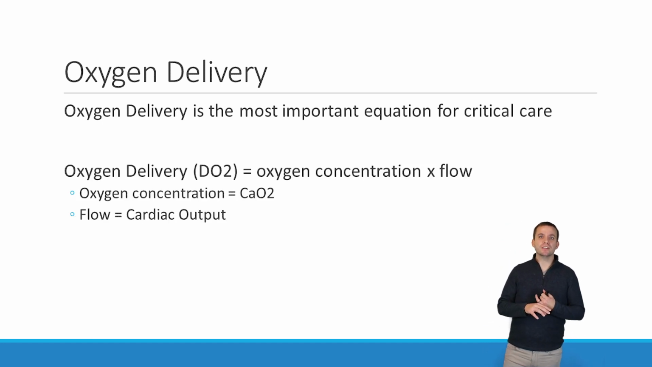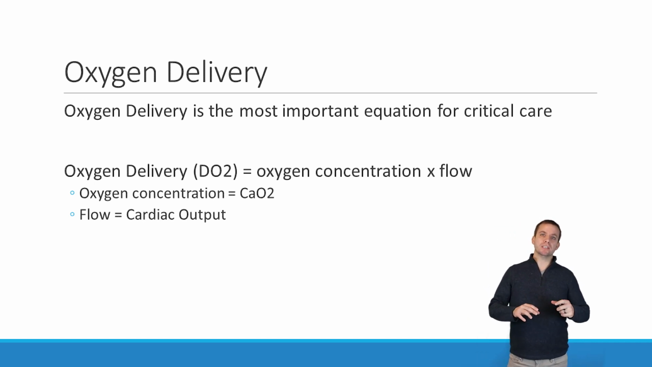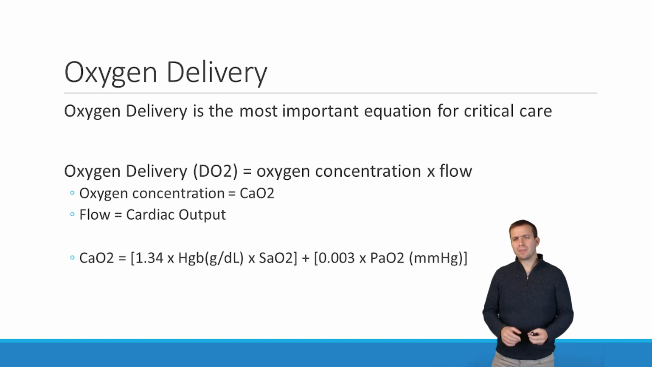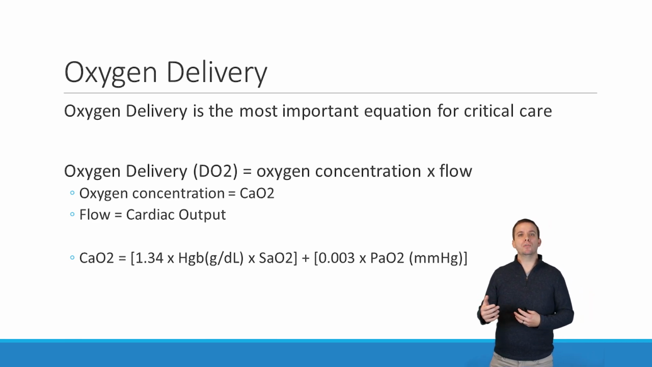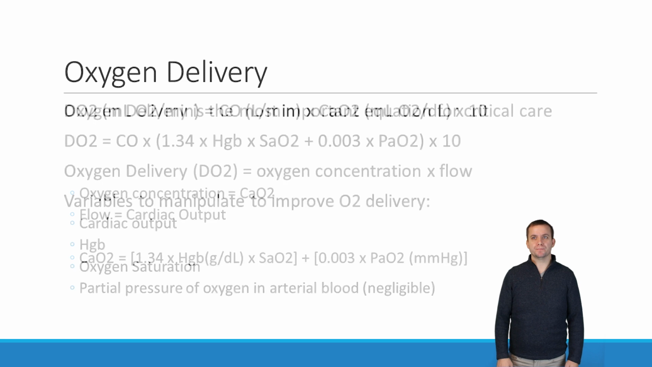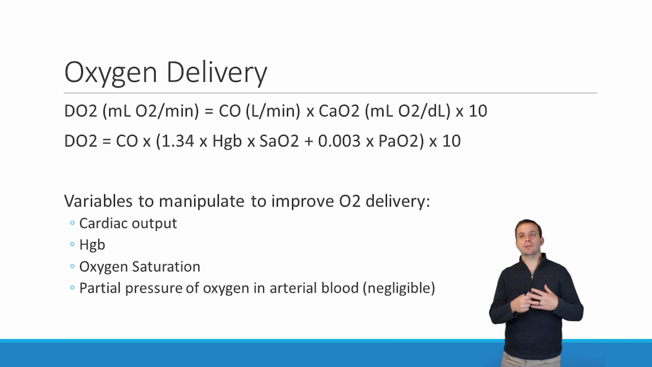The formula is oxygen concentration times flow. So your oxygen concentration is going to be your CaO2 and your flow is your cardiac output. So CaO2 is 1.34 times hemoglobin times saturation plus 0.003 times the partial pressure of oxygen. If we break that down further, then oxygen delivery is cardiac output times 1.34 times hemoglobin times saturation plus 0.003 times the partial pressure of oxygen.